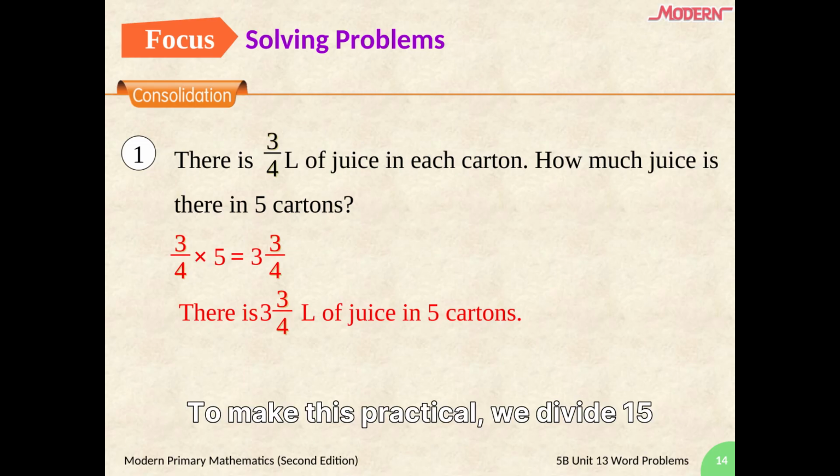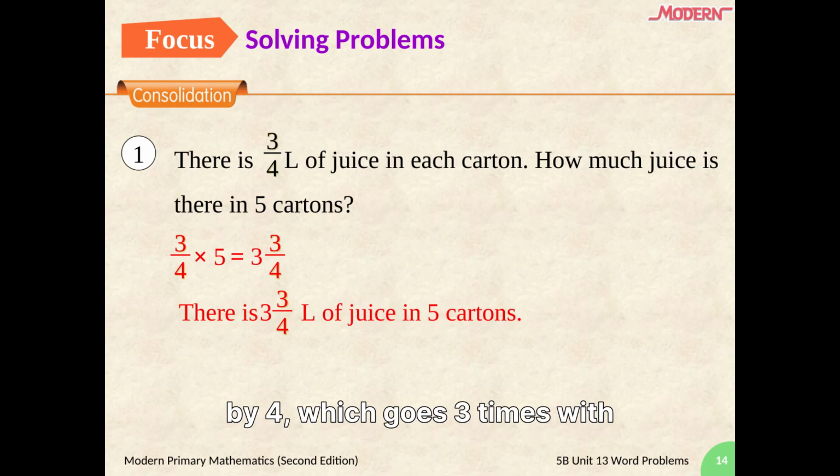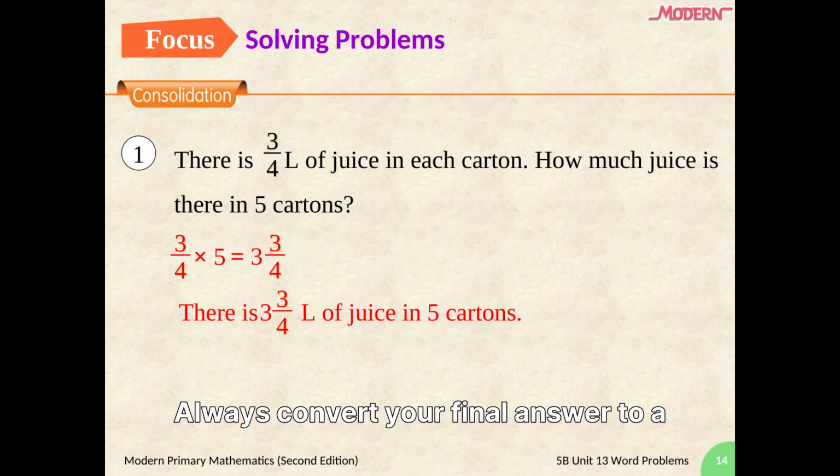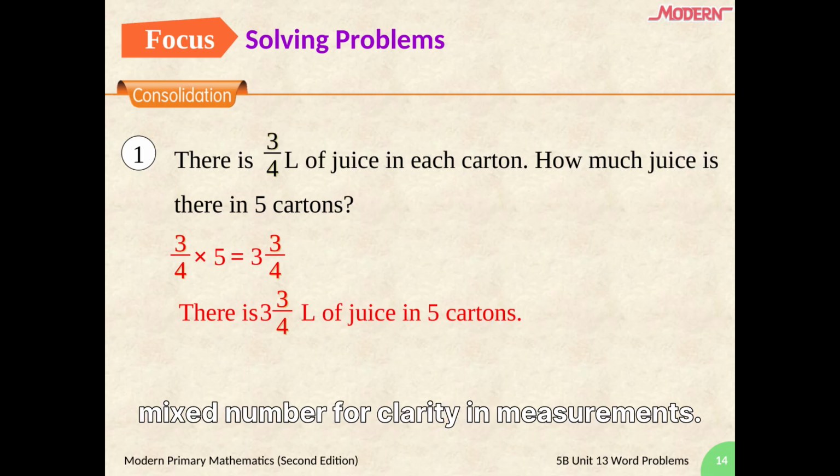To make this practical, we divide 15 by 4, which goes 3 times with 3 left over, resulting in 3 3/4 liters. Always convert your final answer to a mixed number for clarity in measurements.